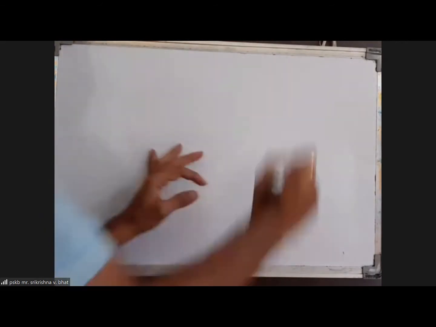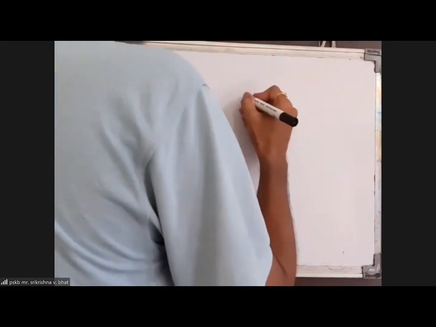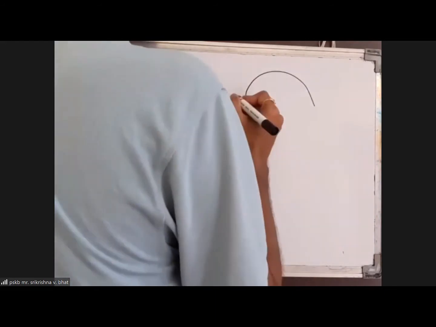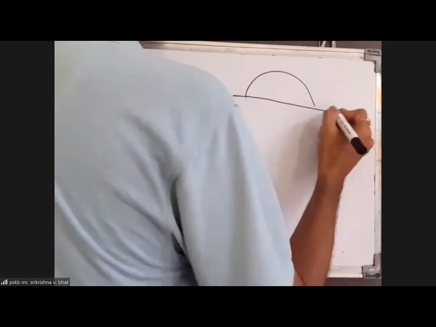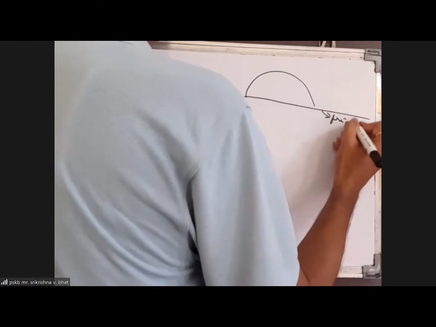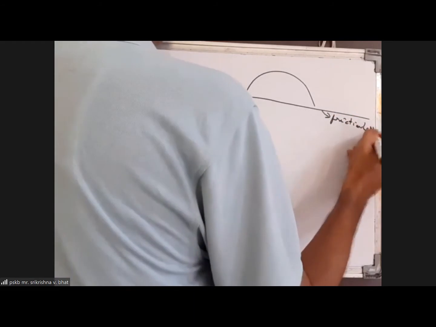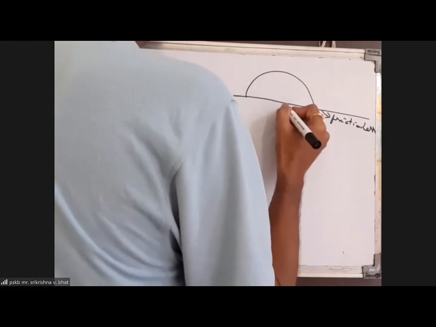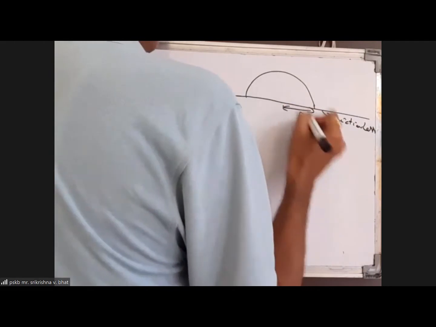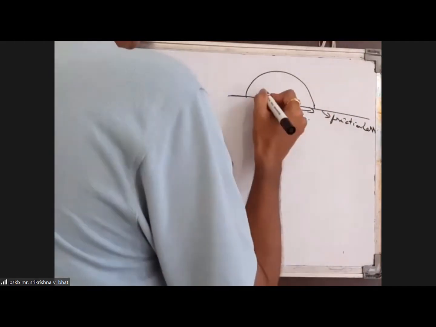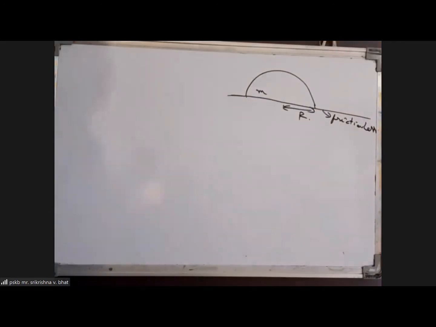Okay, so the next question, I'm not actually sharing the question on the screen here, but instead I'm just showing it on the board here. That is a hemisphere based on a frictionless surface. A hemisphere of radius r, and mass of the hemisphere is m. It is placed inverted on a frictionless horizontal surface.